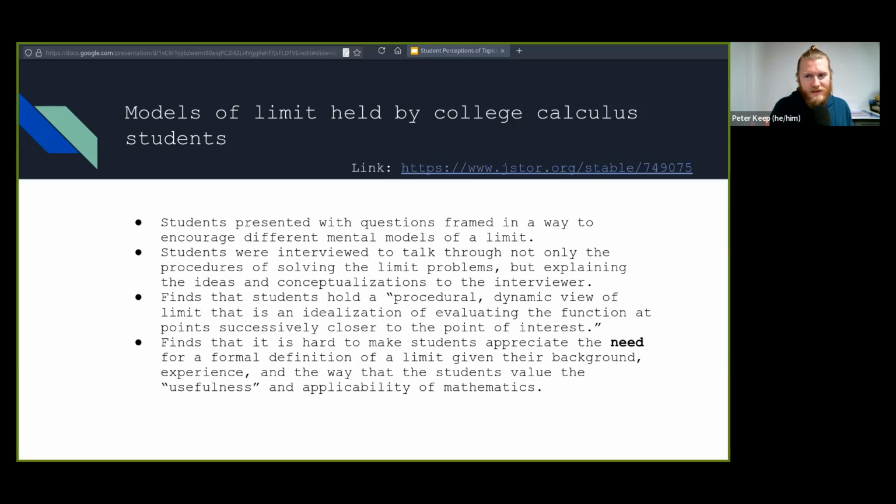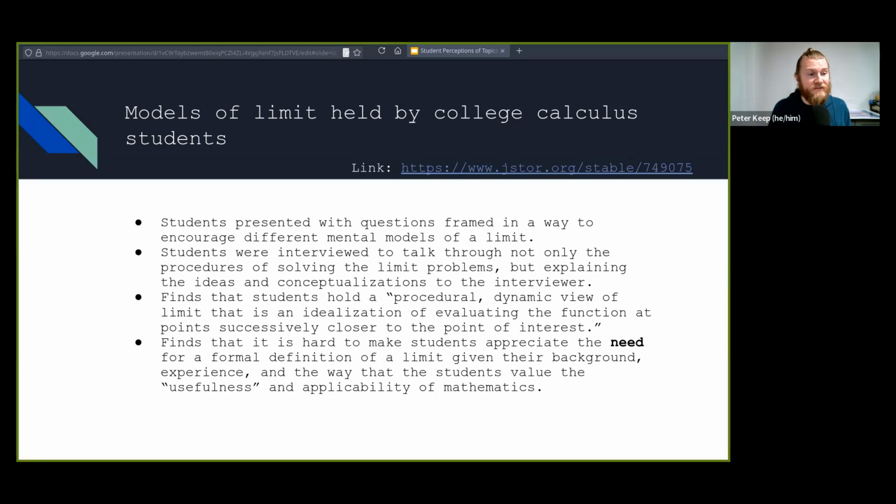Part of this, the paper claims, is due to the students' background and experience and the way that they're thinking about mathematics. A Calculus 1 course probably doesn't have a lot of math majors compared to maybe engineering majors and things like that. And so maybe these students are thinking about math more from a utilitarian perspective: how can I use this to solve a problem, as opposed to valuing the abstraction side of things.